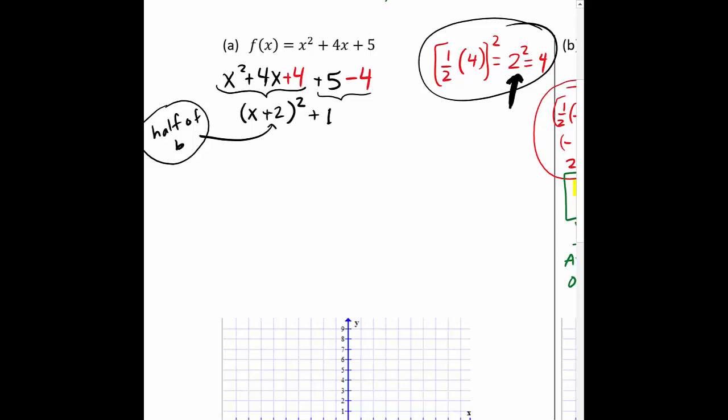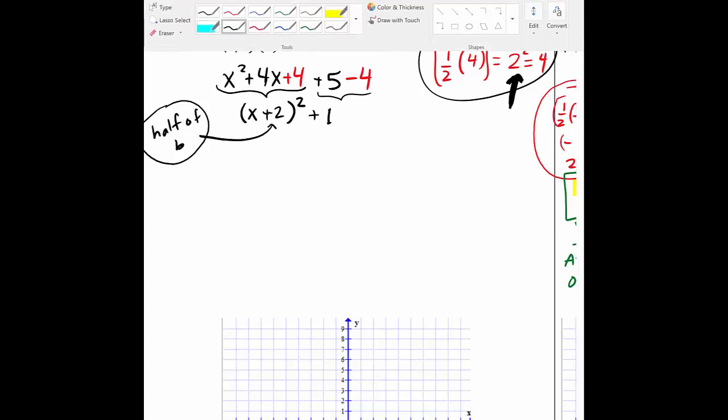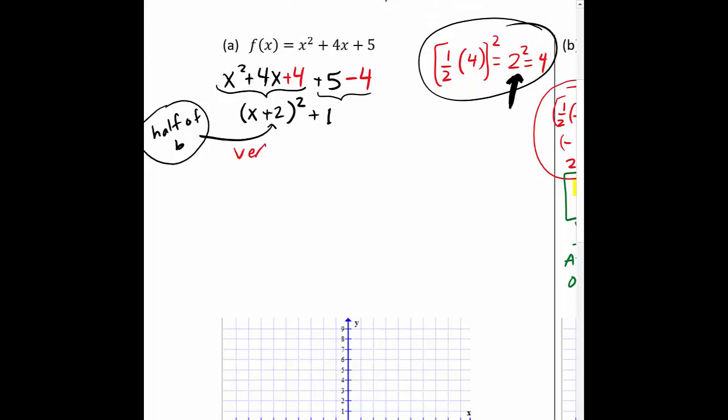Alright, that's looking good. That wasn't too bad, right? Now we're going to identify the vertex. I change the sign of the x value so it becomes -2. But I don't change the sign of the y value, it'll stay +1. And then the axis of symmetry, it's x equals the x value of the vertex, -2.